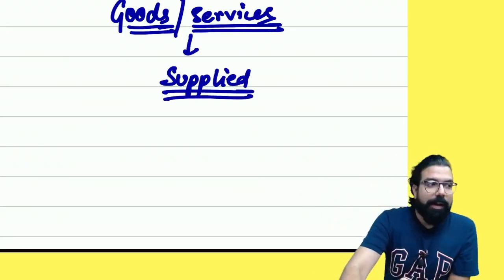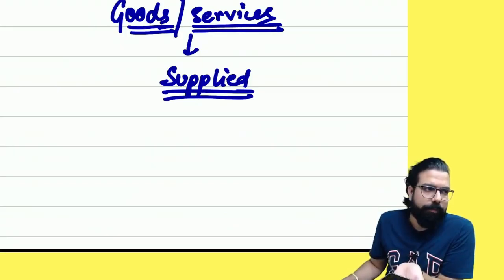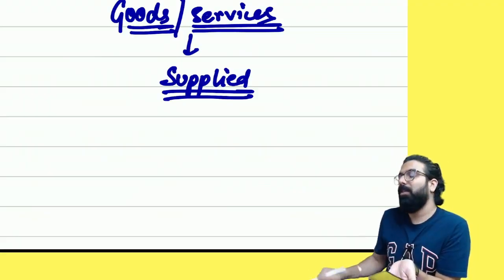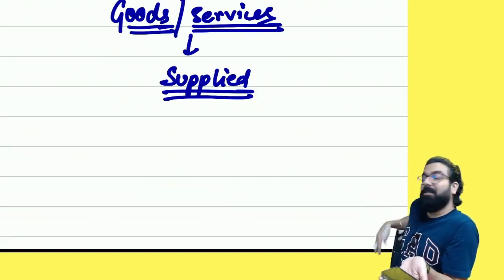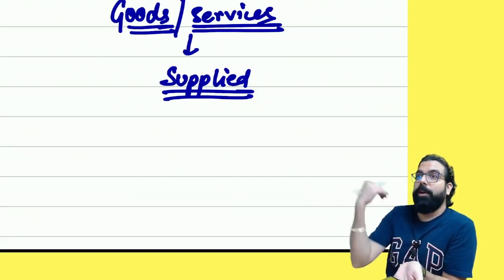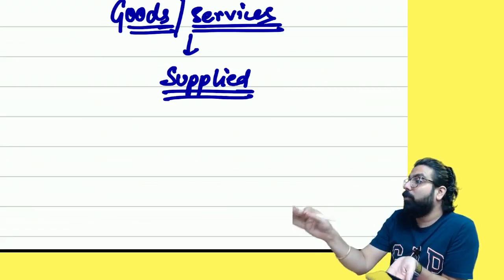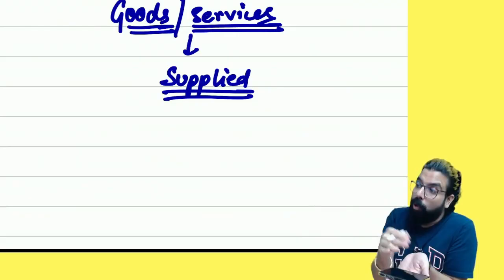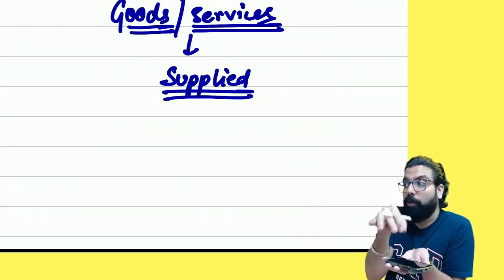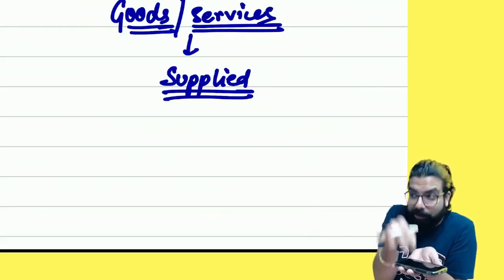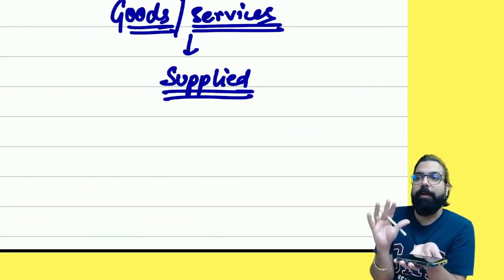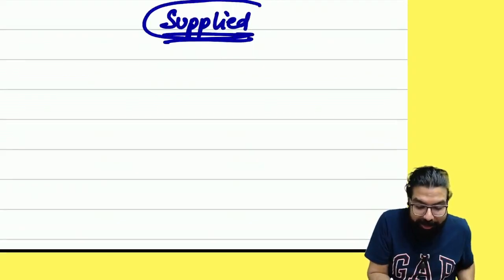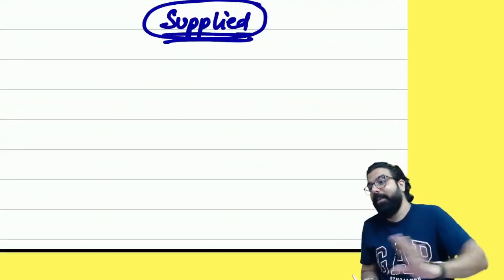Everyone here now. If something is goods or service, will GST come? No. With goods and service, you have to do something. You have to do something with the goods and service. That something is called supply. Are we clear, everyone? So supply is which event, everyone? The taxable event, because of which GST gets charged.